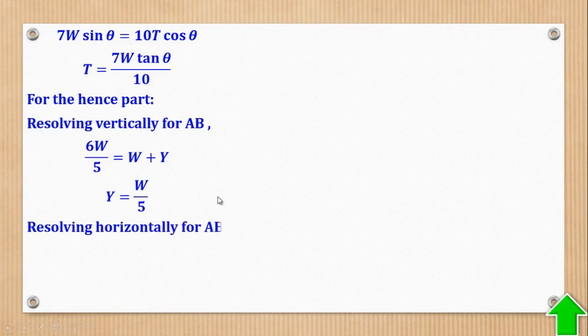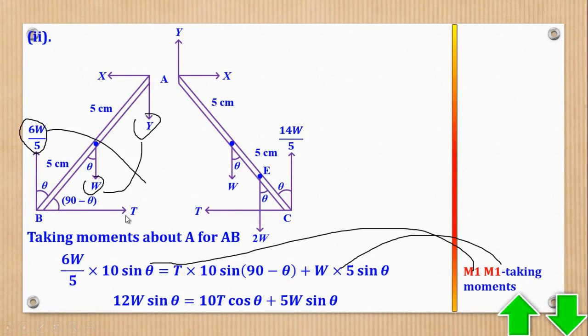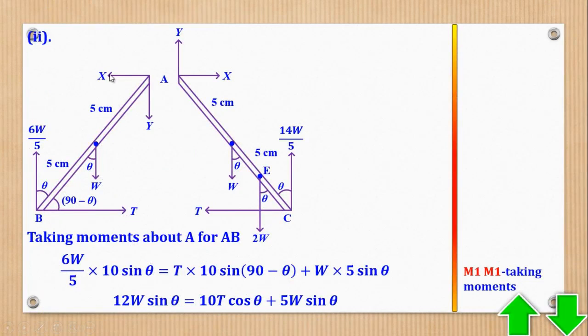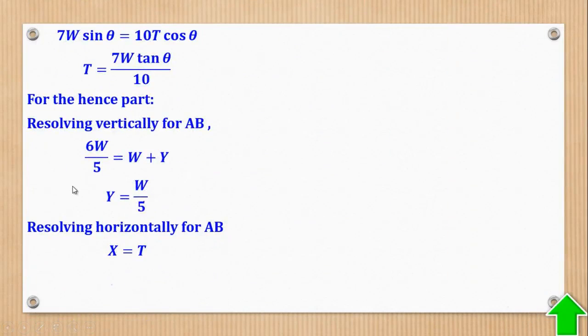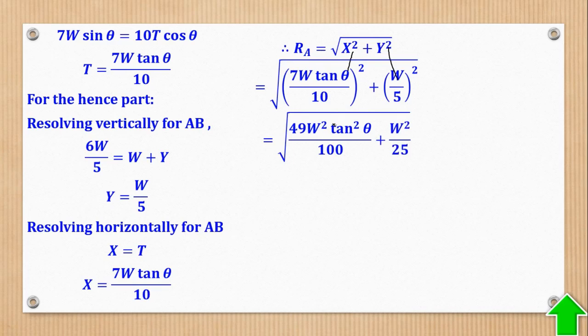What about resolving horizontally? Horizontally we shall come up with X equal to T. Let's see where it comes from. So horizontally, you realize that this force is to the right and this is to the left, so they should be equal. But I know the value of T, meaning X is equal to 7W tan theta over 10. So now that I've got X and Y, I can get the magnitude of the reaction at the hinge from Pythagoras' theorem. Therefore, substitute for X and substitute for Y, then simplify. So when I simplify, I'll come up with that.